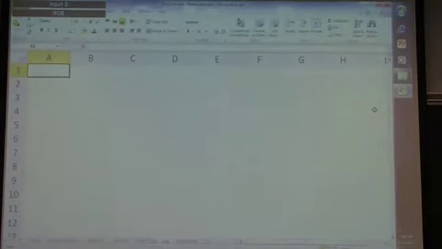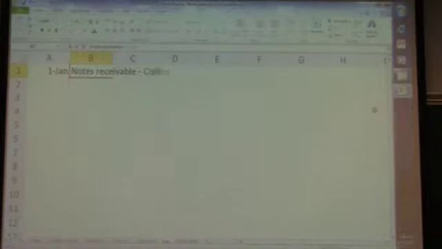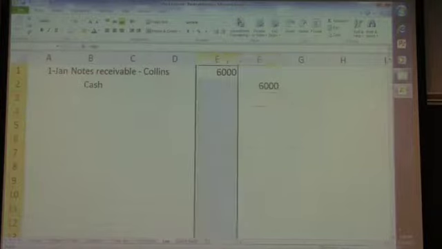So the first entry that we needed to account for would be to debit. On January the 1st, we'll need to debit notes receivable for Collins. And it will be crediting cash because we're paying out cash to lend the money, $6,000 and $6,000.